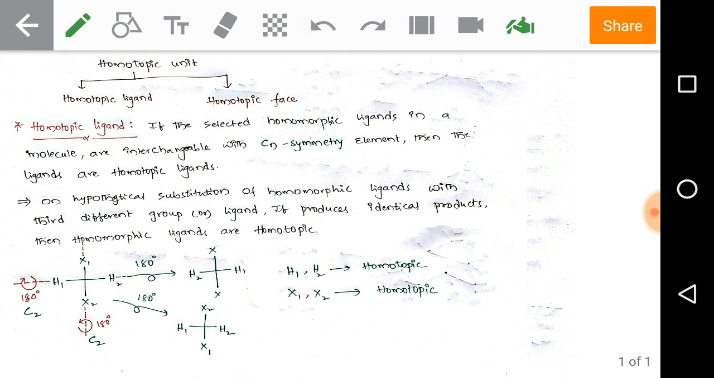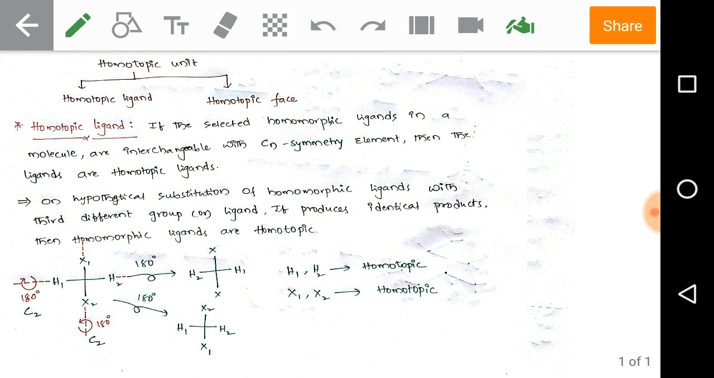Now consider homotopic ligand. If the selected homomorphic ligands in a molecule are interchangeable with Cn, that is a proper axis of symmetry element, then the ligands are called or considered as homotopic ligands. So what is the important point in the definition of homotopic ligand? That is, we observe the selected homomorphic ligands with a Cn symmetry element relationship. That is, if a proper axis of symmetry is possible through the selected homomorphic ligands in a molecule, then those homomorphic ligands are considered as homotopic ligands.